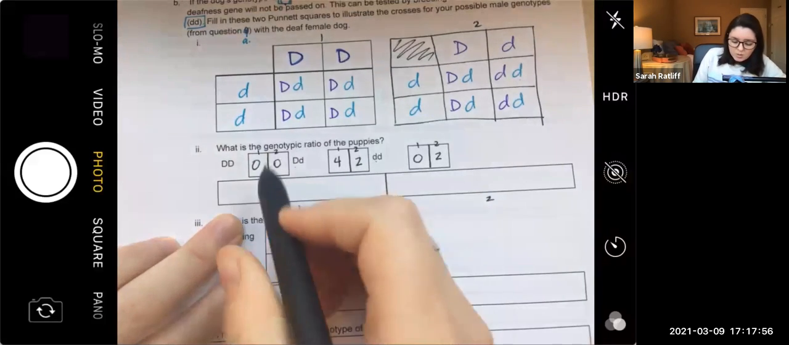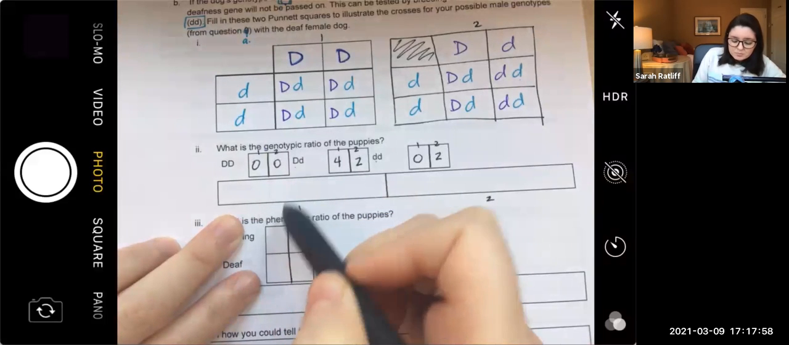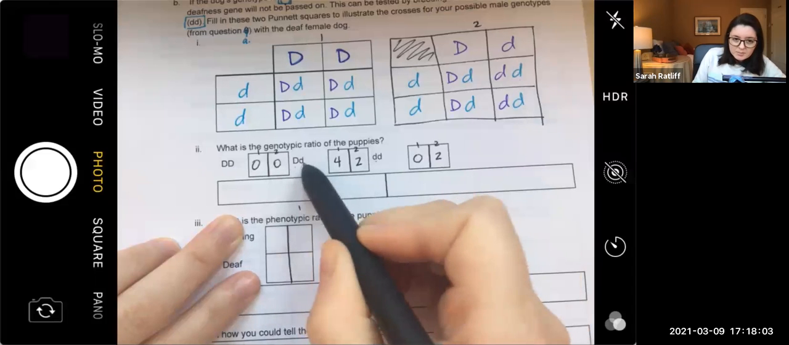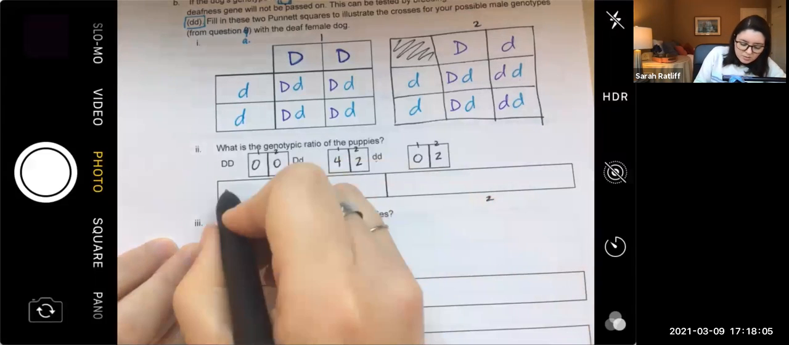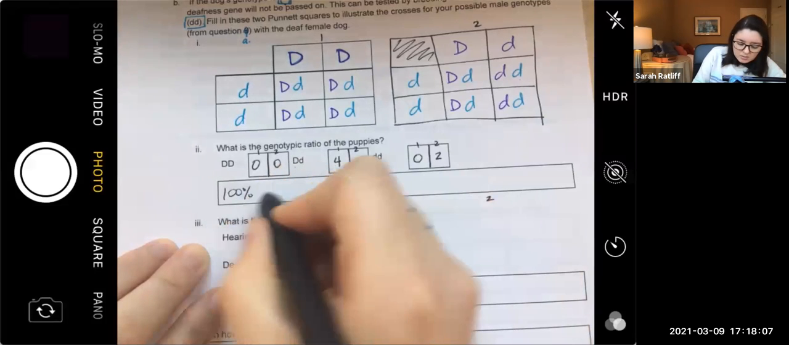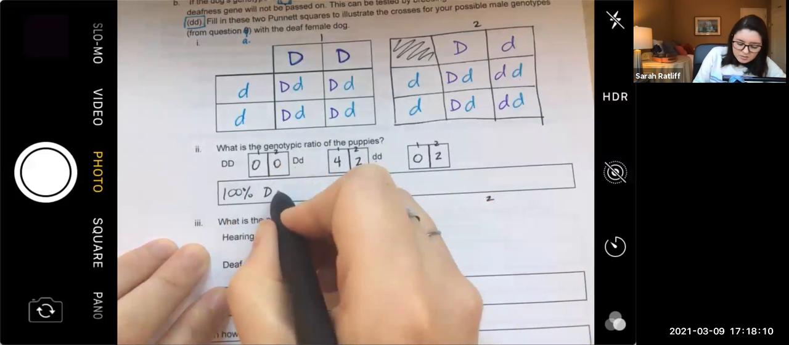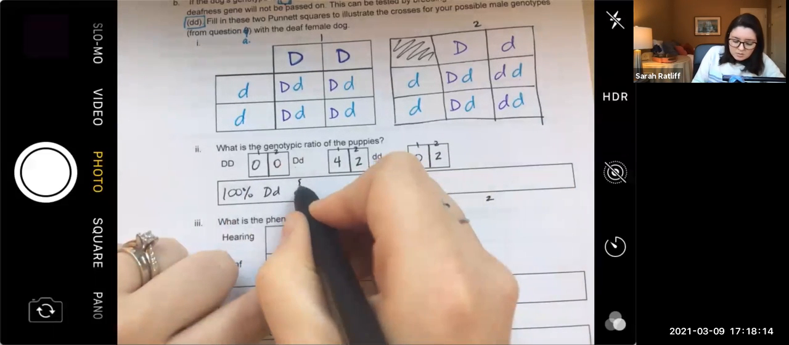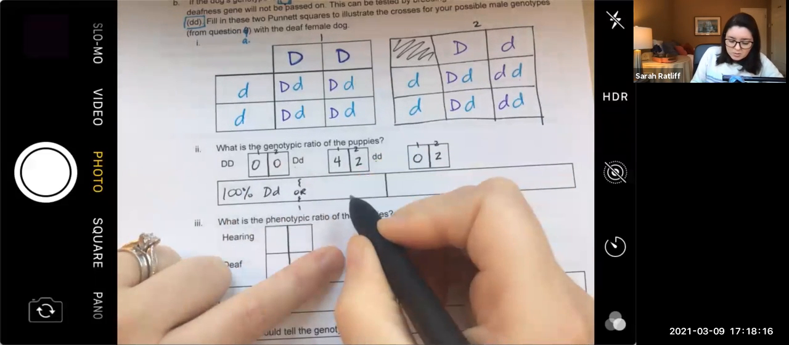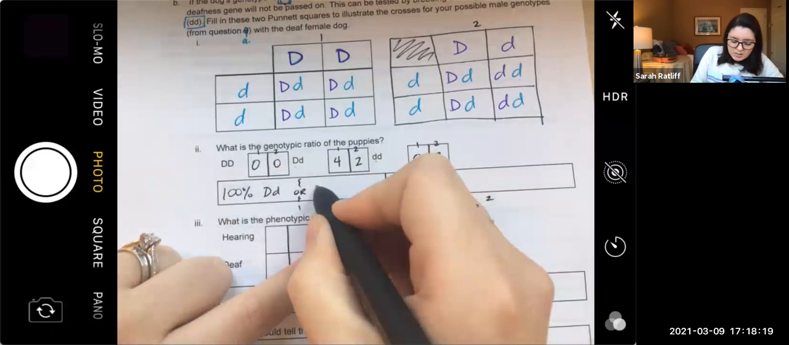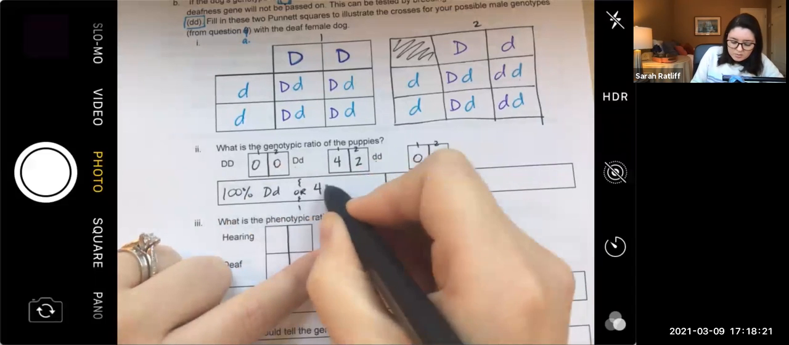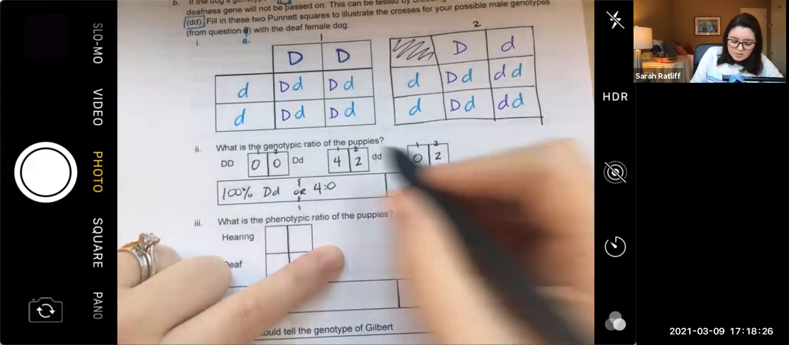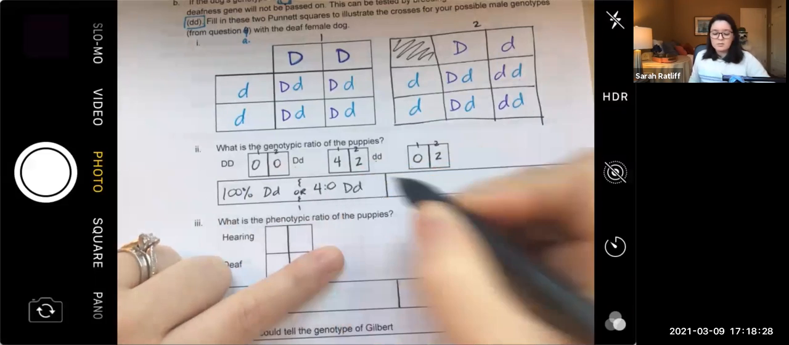All right. What is our genotypic ratio? Well, 100% of them, or 4 out of 4, were this heterozygous big D, little d. So we can do 100% big D, little d, or we can also do our numbers. You can say 4 to 0, because we don't have any other genotypes, big D, little d.